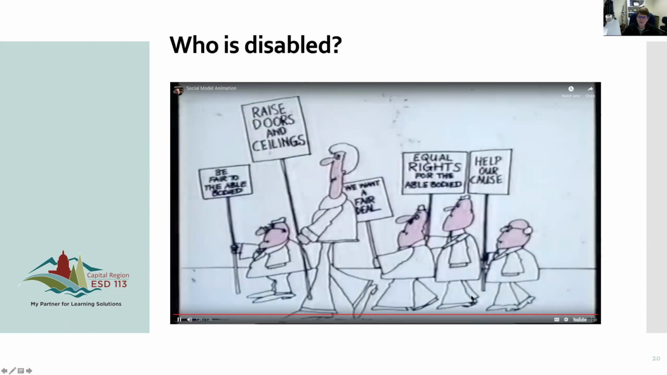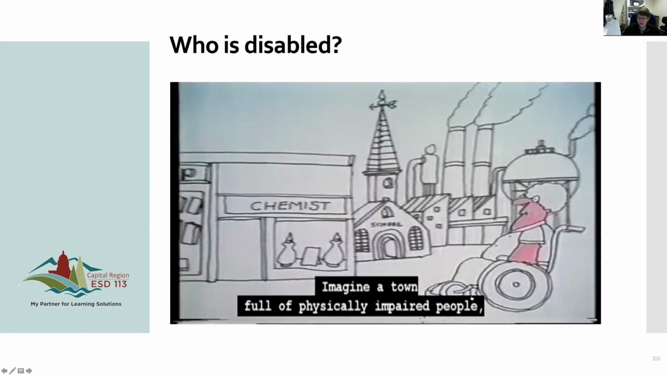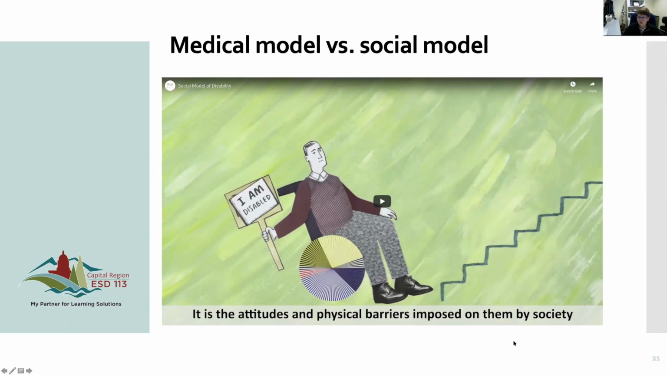So I think you see by that video that the environment is often the disabling factor more than what's wrong with the people themselves. If the environment is well designed, then disabilities are not an issue. So here's another video, and this one has to do with the medical model versus the social model of disability. I'll let it play, then I'll talk about that a little bit.